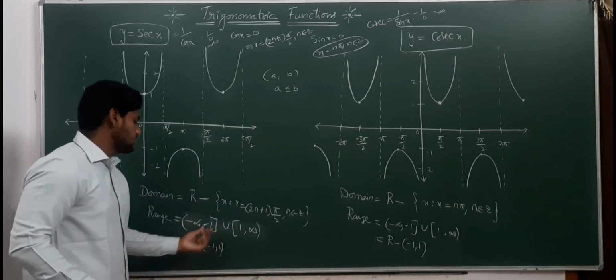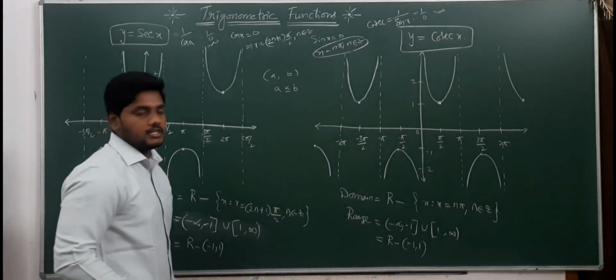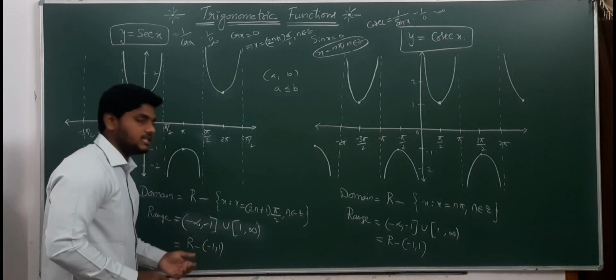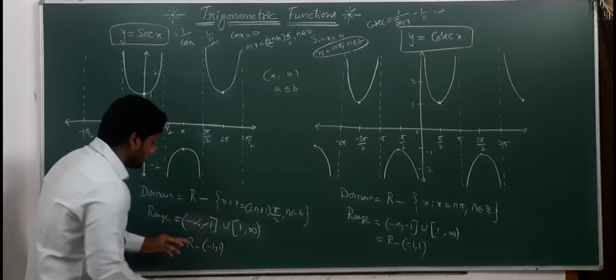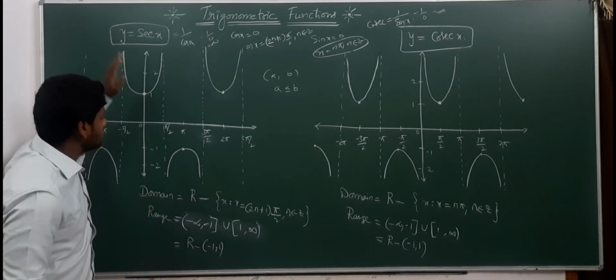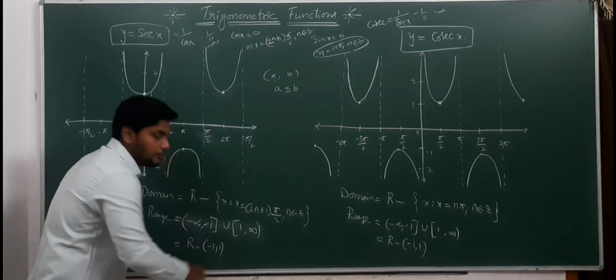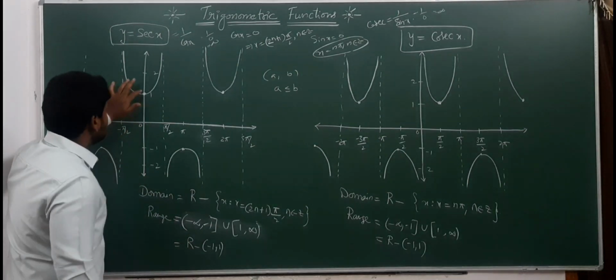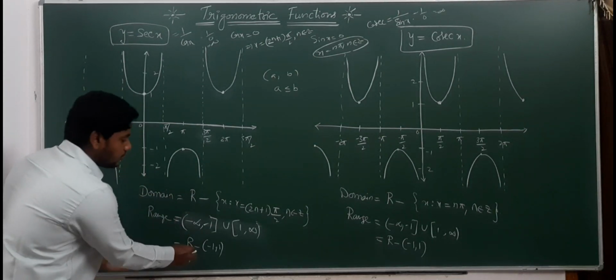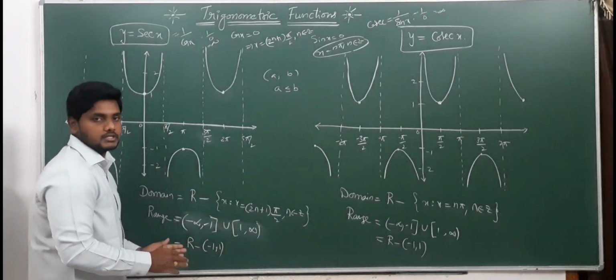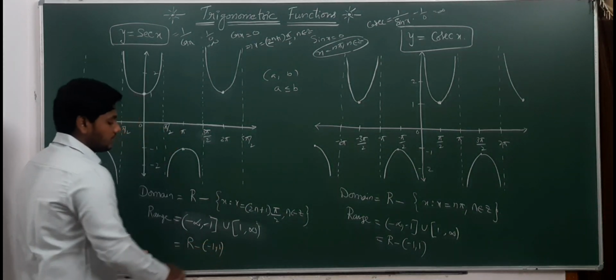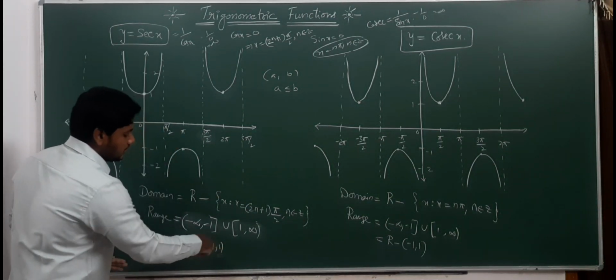Simply, instead of minus infinity to minus 1 union 1 to infinity, you can easily write R minus of minus 1 to 1, which tells that it gives all real values except those between minus 1 and 1. Here you need to put only open brackets. Why? Because minus 1 and 1 are included here, not in the deleted numbers. In deleting numbers, minus 1 and 1 shouldn't be included.